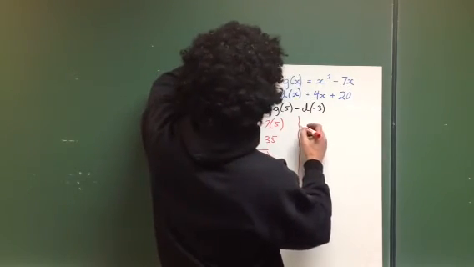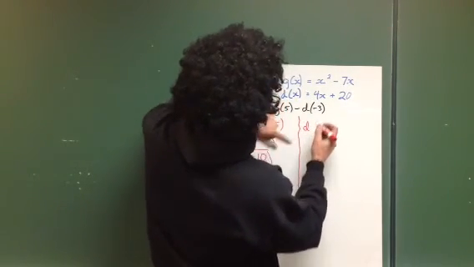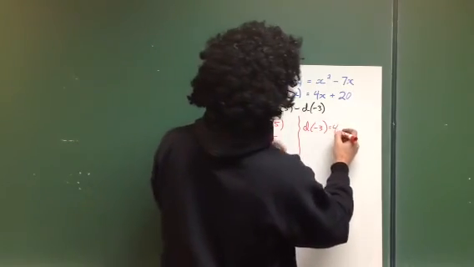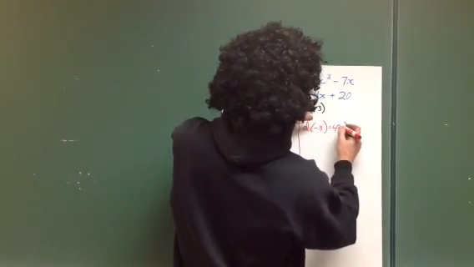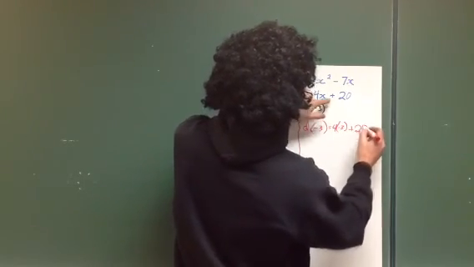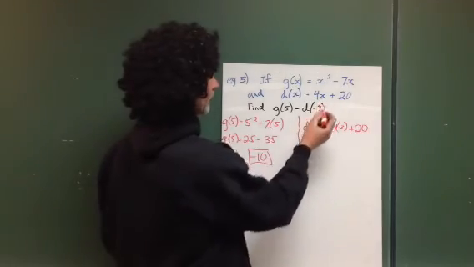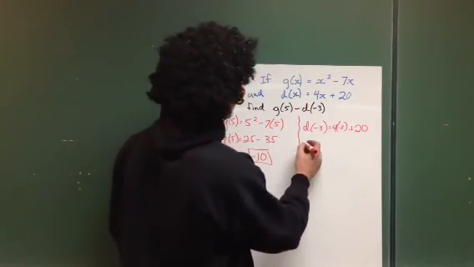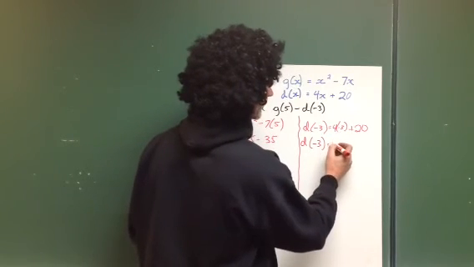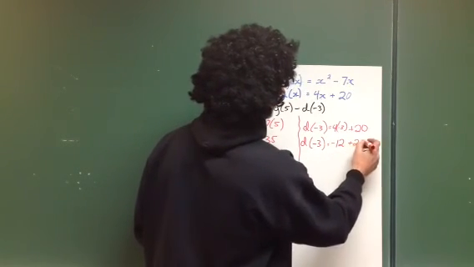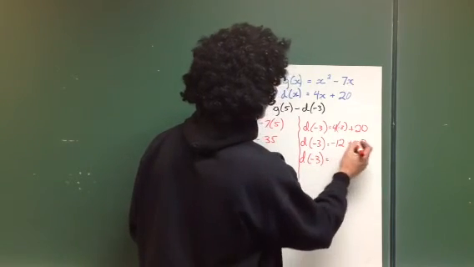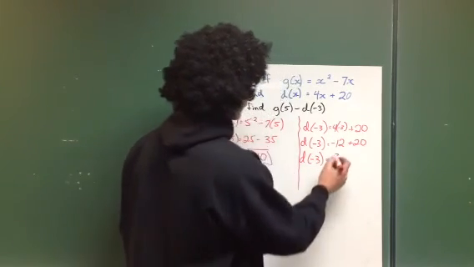D of x, well, the x is going to be replaced with negative 3. So d of negative 3 equals 4 times negative 3 plus 20. I replace this x and this x with negative 3. So d of negative 3 equals 4 times negative 3 is negative 12 plus 20. So d of negative 3 is negative 12 plus 20, which is 8.